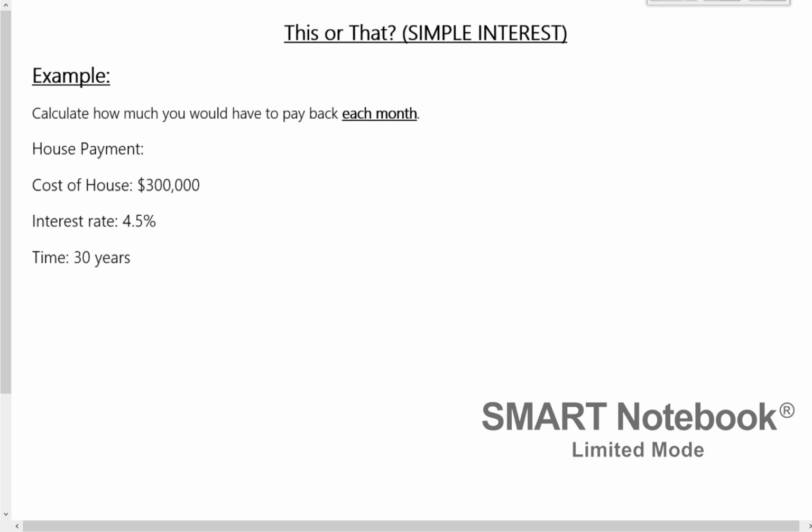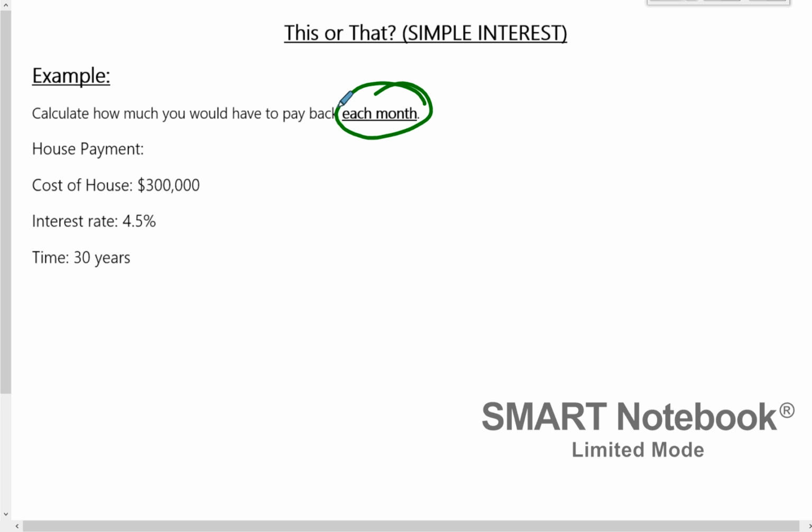The directions are going to ask you to calculate how much you would have to pay each month. Okay, and this is very real world related because you're going to want to do this to see if you can afford those monthly payments, because if you can't, then you can't take that vacation or you can't buy that house. So we're going to do a house payment, which is similar to my situation right now.